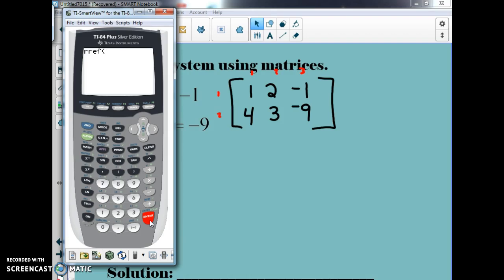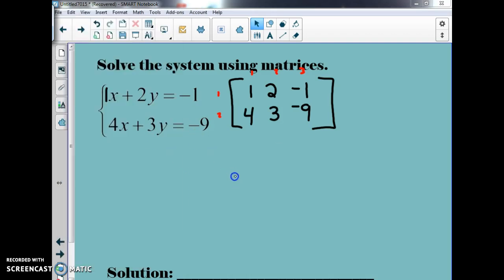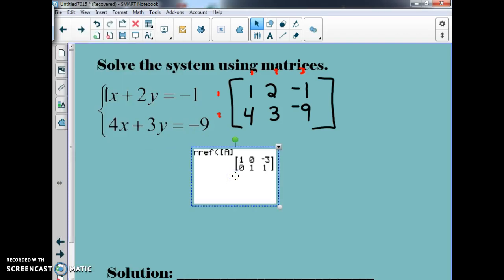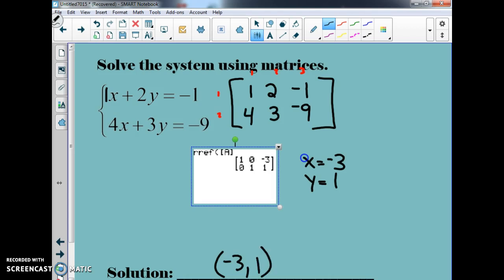You'll see ref. Now I'm going to go back into the matrix for a third time by going second x to the power of -1. Might feel like Neo at this point, going in and out of the matrix, but that's okay. I'm going to select enter at A. So I'm working with matrix A. That's the one I've been dealing with. I'm now going to hit enter, and I'm going to get my answer. And my answer here is that x is equal to -3, y is equal to 1. So my solution would be at the intersection of -3, 1.